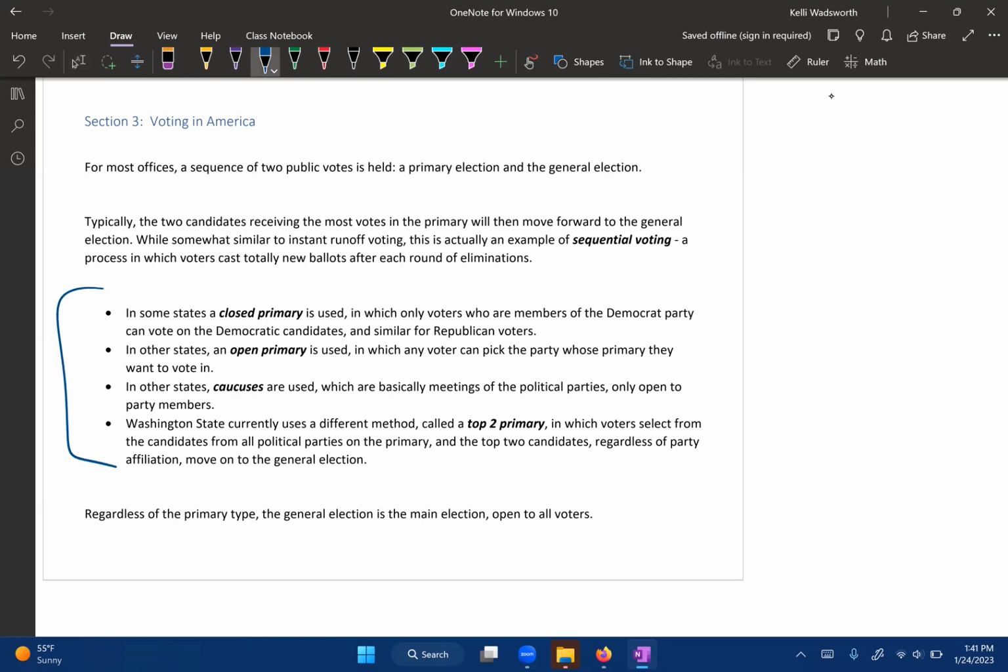Some states have closed primaries, where you can only vote within your party. I believe California is like that. If you are a registered Democrat, then in the primary you choose between the Democratic candidates, and whichever one gets the most votes goes on to be the Democratic candidate in the general election. Apparently, some states have an open primary, so you can pretty much vote for anybody you want.